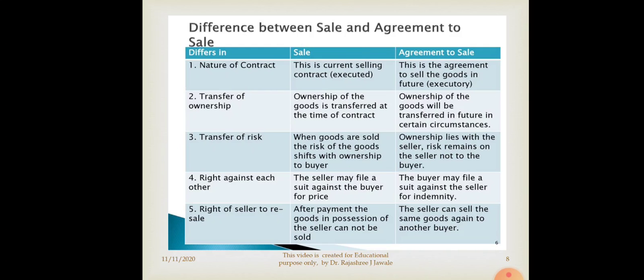Third is transfer of risk. In case of contract of sale, when goods are sold, the risk of the goods shifts with ownership to the buyer. जो व्यक्ती माल विकत घेतो त्या व्यक्तीकडे ही जशी ओनरशिप जाते, त्याच प्रकारे एखादी रिस्क असेल ती देखील त्याच्याकडे त्या मालासंबंधित जाऊ शकते. Next is agreement to sale. Ownership lies with the seller. Risk remains on the seller, not on the buyer.